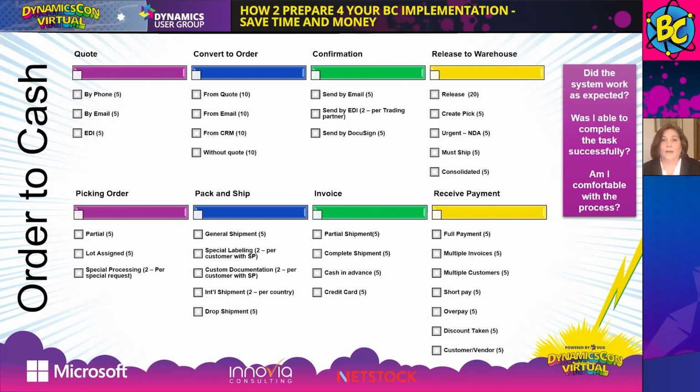Then underneath each of those is, how do I get a quote? Well, some people call them in. Some people email them. We get some quotes by EDI. How many of those do you think we need to do in the new system so we can answer these three questions on the side over to your right? Did the system work as I expected it to? Was I able to do the task successfully? And am I comfortable with this process? When we can answer yes to all of those, then we check those boxes.